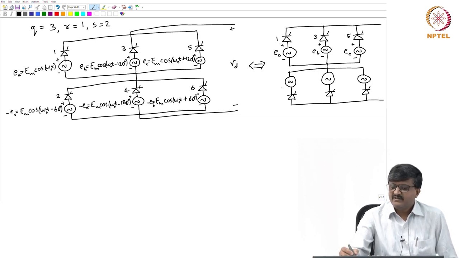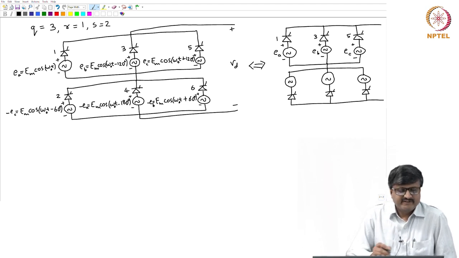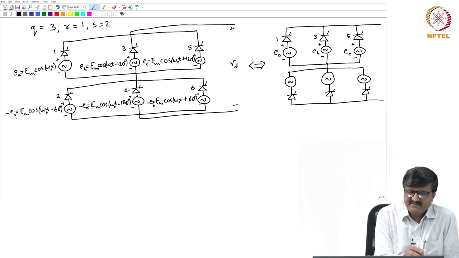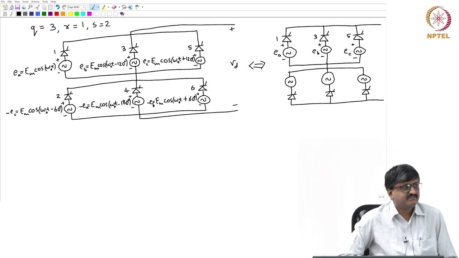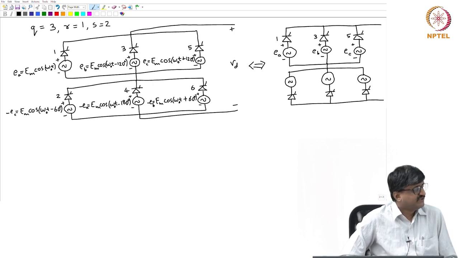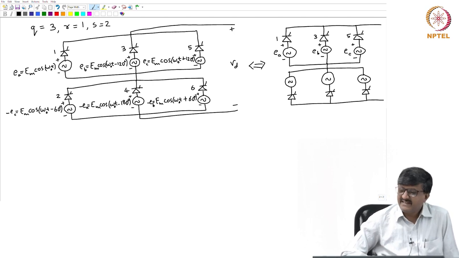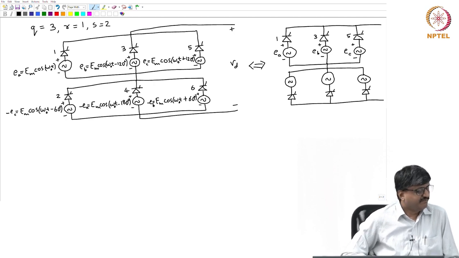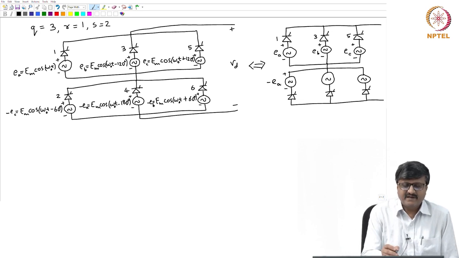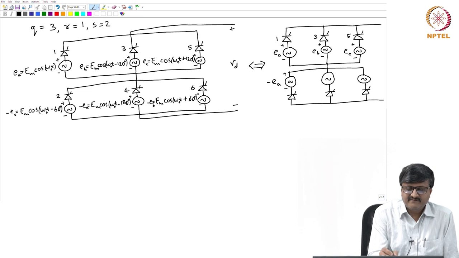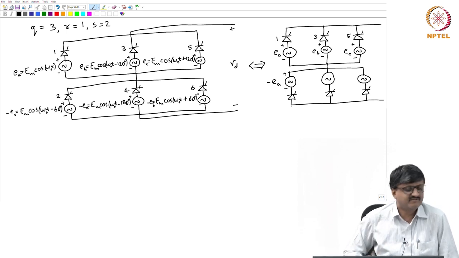Now, there are 3 parallel paths. So, there are 3 voltages, minus EA, minus EC, minus EB, and thyristor valves 2, 4, 6. Okay. So, one of the voltages is minus EA. So, I will show minus EA. Suppose this is minus EA. See, minus EA is appearing in the first circuit as the second parallel branch, but I am showing it as a first branch, because all these are connected in parallel.